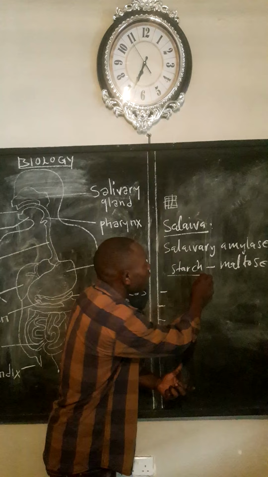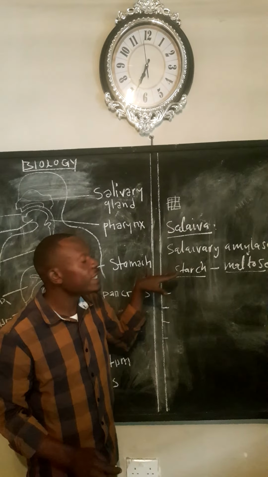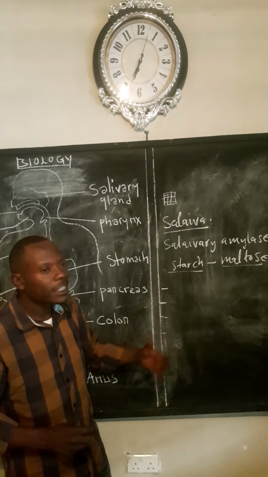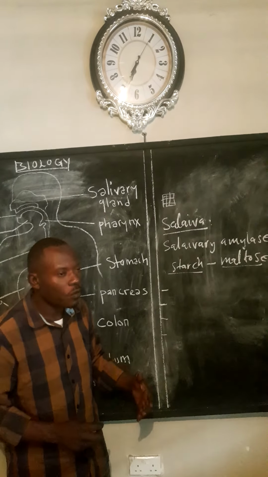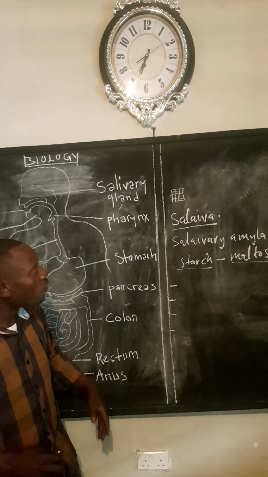Note that starch is a polysaccharide and maltose is a disaccharide. All these fall under carbohydrates, but they are different classes of carbohydrates. So these are the functions of the saliva. There are about four of them.